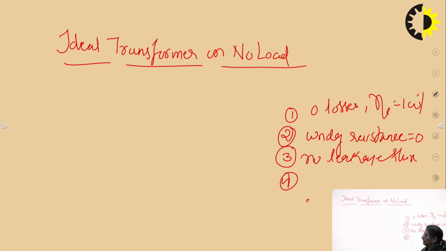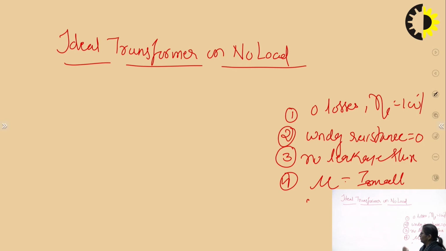Fourth, the last one, is that the permeability of the core should be very high. If the permeability of the core is very high, then obviously the core requires a very small amount of current to get magnetized. If the core has to magnetize completely, it will require only a very small, negligible current for magnetizing the core of the transformer. So these are the 4 characteristics of an ideal transformer.